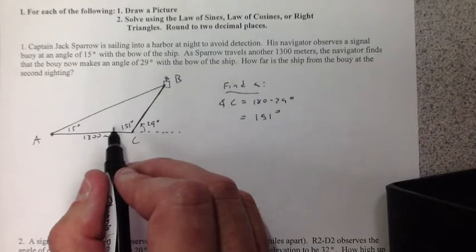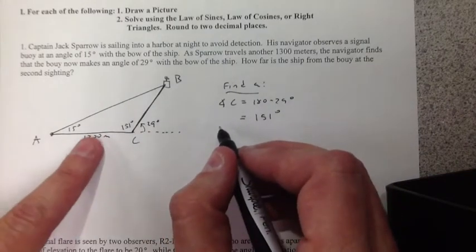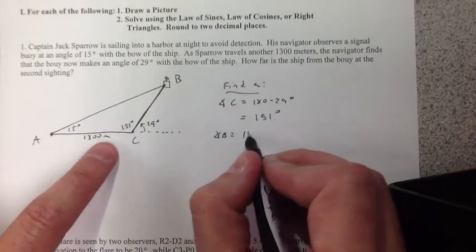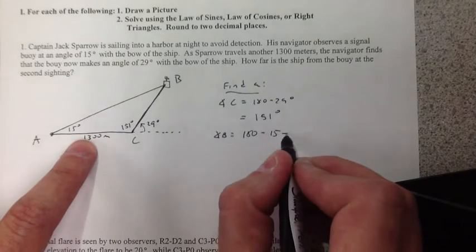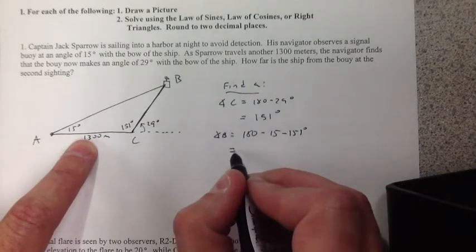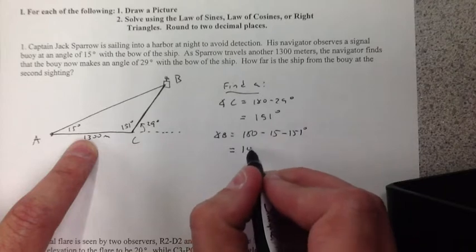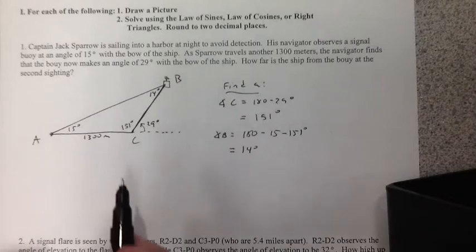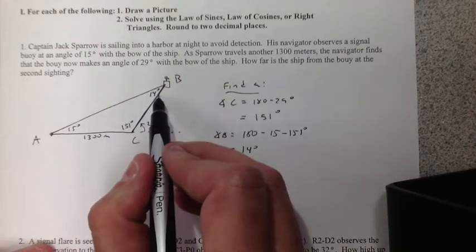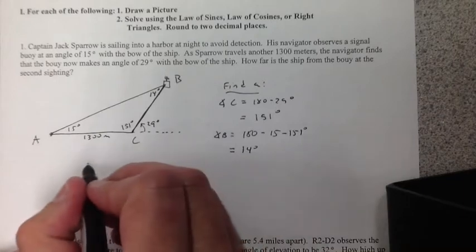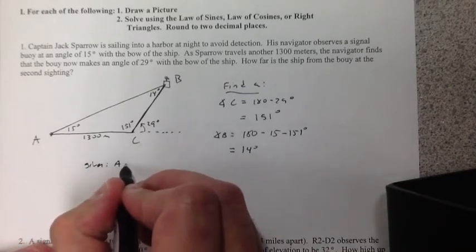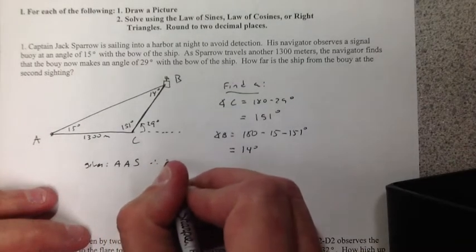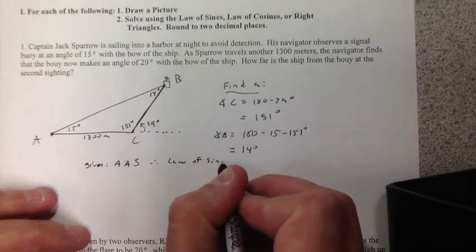Now, angle, side, angle is not one of my known triangles for our law of sines or cosines. So I find angle B as well. Angle B is going to be 180 minus the other two, 15 minus 151 degrees. So angle B becomes 14 degrees. There it is, 14 degrees. And now, if you notice, we are now given angle, angle, side, which as we now know is law of sines.